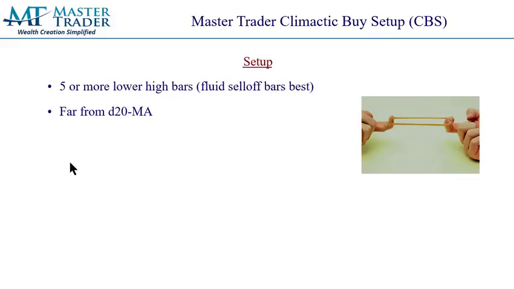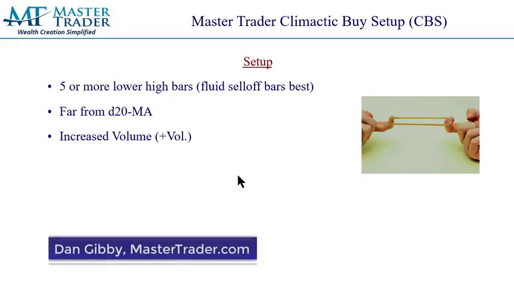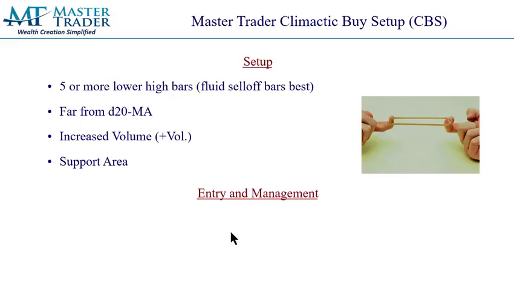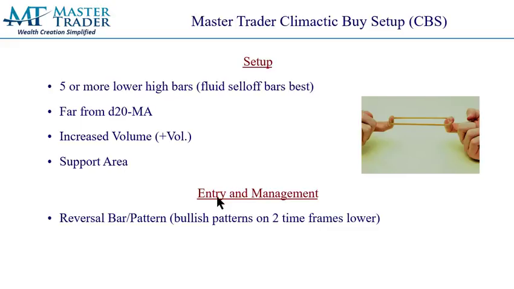These setups apply to any time frame. We want increased volume around the turning point because that helps ensure that the last of the sellers are panicking at the worst possible time. It's preferred that it's in a support area. It's going to increase the odds of the climactic buy setup succeeding. That's the setup. Now let's talk about how to enter and manage.